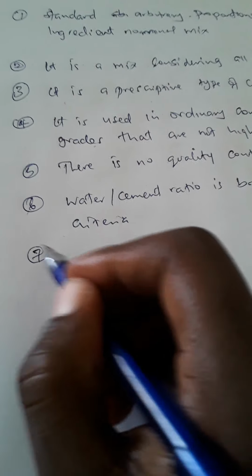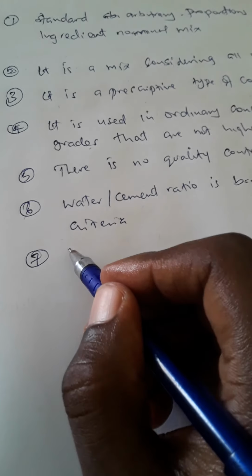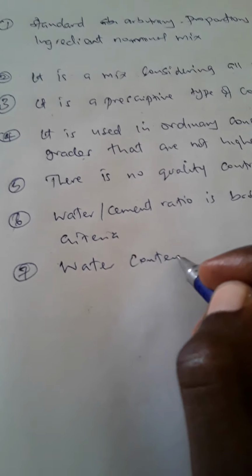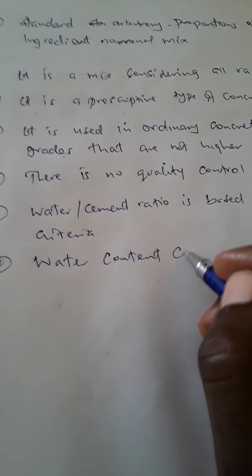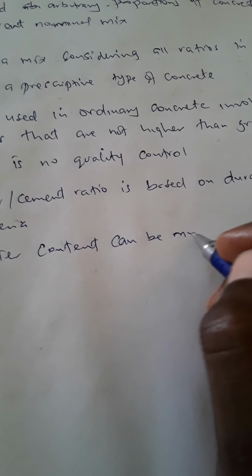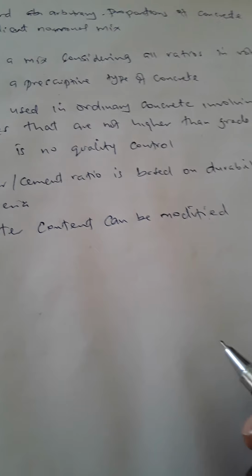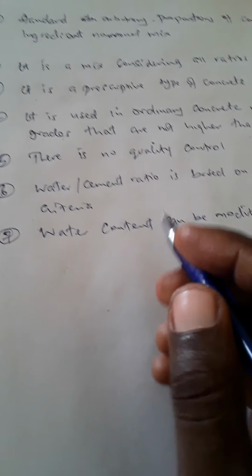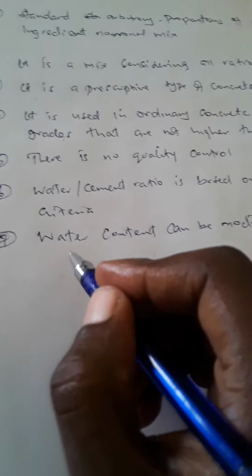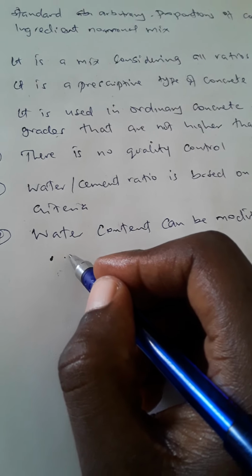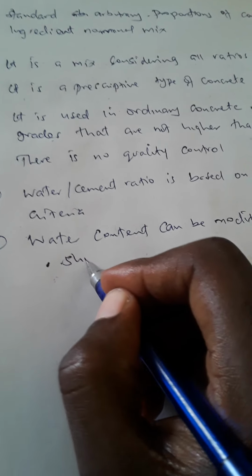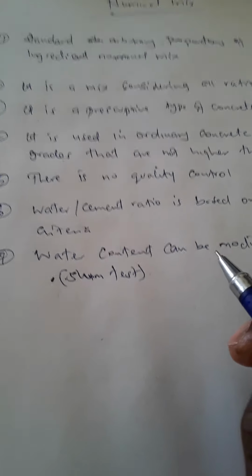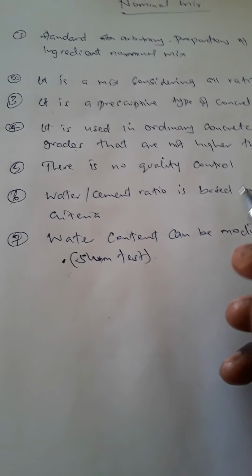Another point that we are going to note, point number 7, is that in nominal mix, the water content can be modified. And this can be done by a slump test. The water content will be determined by something we call a slump test. This is a test that is done on the field using a tool called a cone.